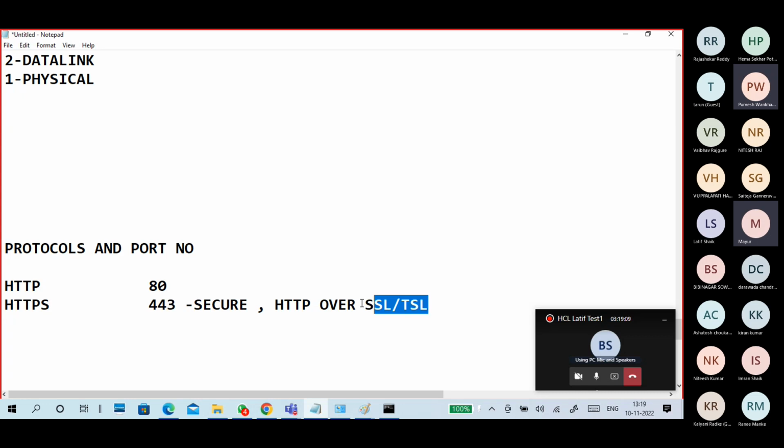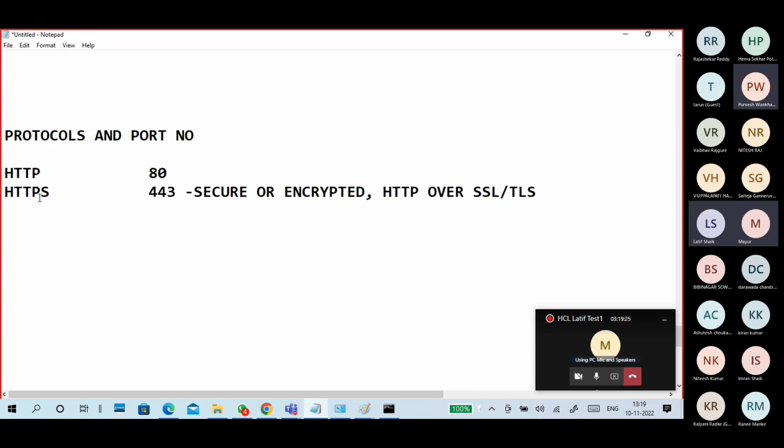So your data is secured, means encrypted, while it is transmitting through the network using HTTPS. With HTTP, there is no encryption. So the data is not secure.